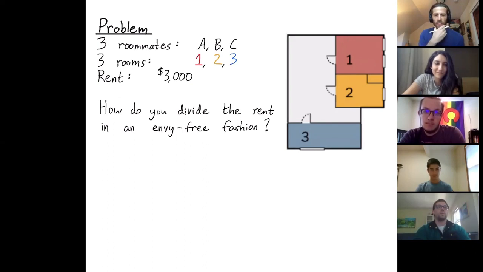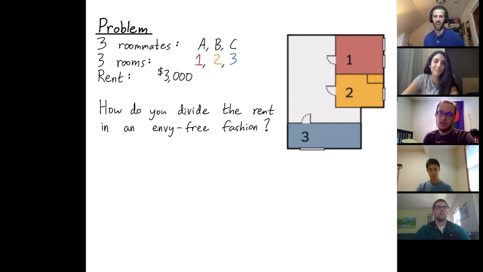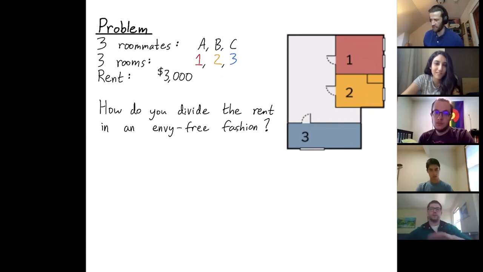And our goal here is going to be to divide the rent in an envy-free fashion. Envy-free means once we've made this division, nobody wants to trade rooms. So after we assign the rooms to person A, B, and C, person B is not jealous and would rather not have person A's room for person A's rent. The algorithm we'll talk about works for any number of roommates and any number of rooms, as long as you have an equal number of roommates and rooms. But we'll do 3 as our main example.